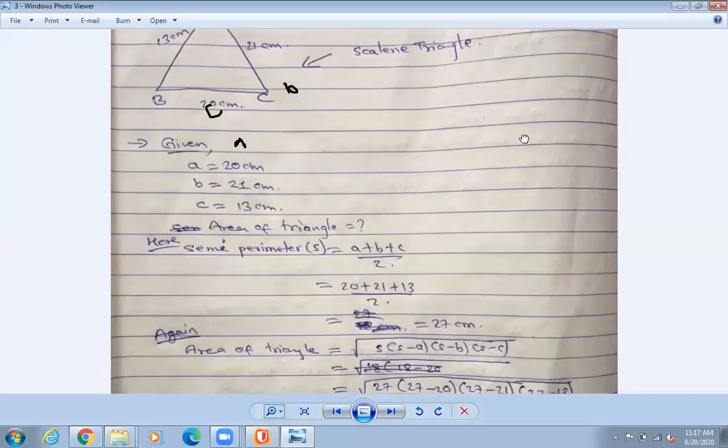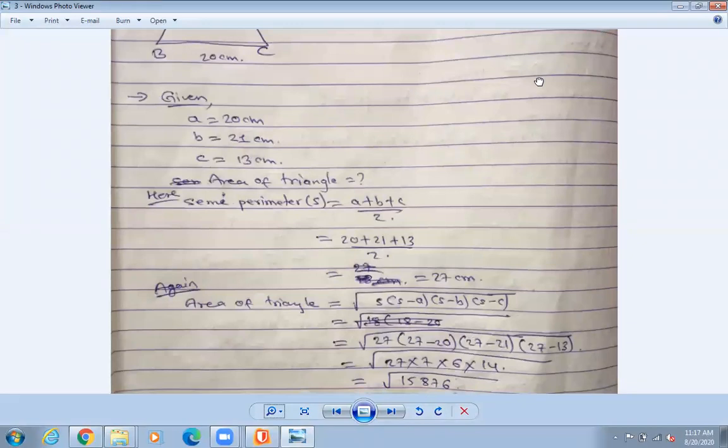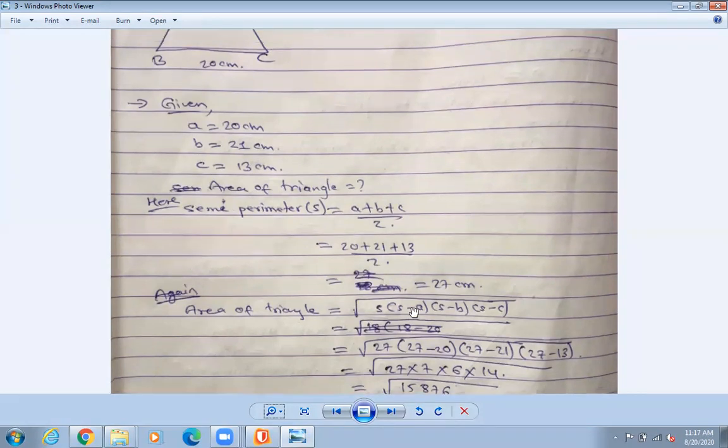So after getting a, b, c, a is 20 centimeter, b is 21, and c is 13 centimeters. So you are asked to find the area of the triangle. The formula for area of triangle is root under s, s minus a, s minus b, s minus c. So you need to get the value of s. s means semi-perimeter. Sometimes the question says find the semi-perimeter, so don't get confused. What is the formula of s? a plus b plus c divided by 2.